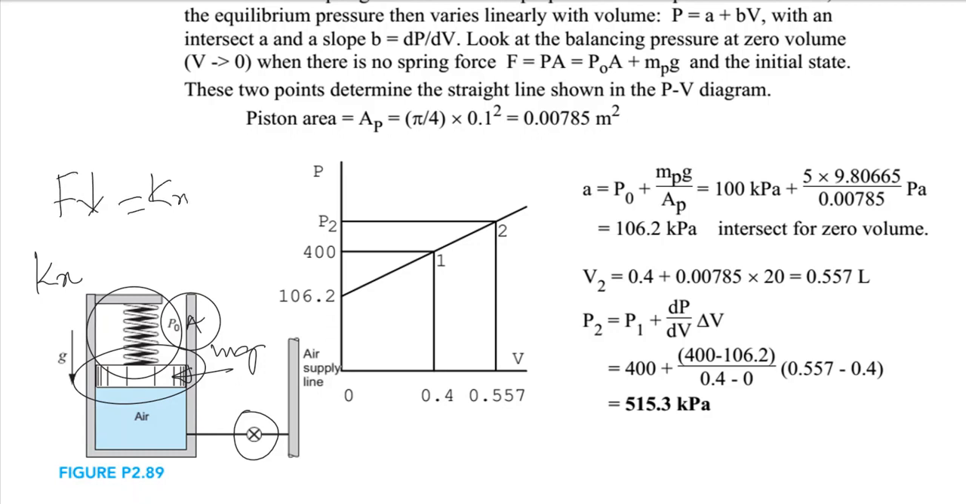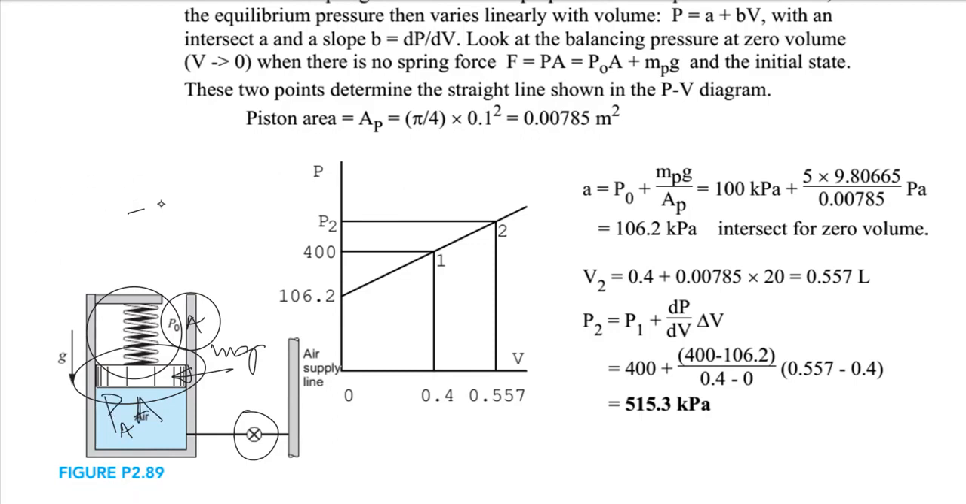the forces which would be acting from the top would be equal to Kx plus P naught into area plus mg. This would be the force acting from the top. From the bottom, definitely it will be the pressure of the air into the area of the piston. So these are the different forces which will be acting right now.